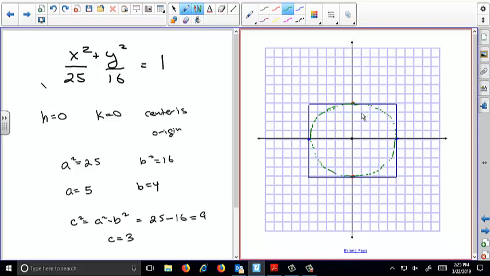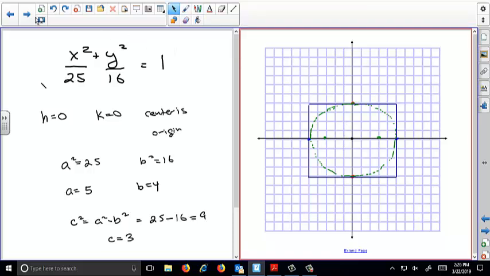Okay. And let's plot one more point, which is the vertices. So you always go along the major axis. We go 1, 2, 3 units here, so that's a vertex. That's a foci. 1, 2, 3, that's a foci. Okay.